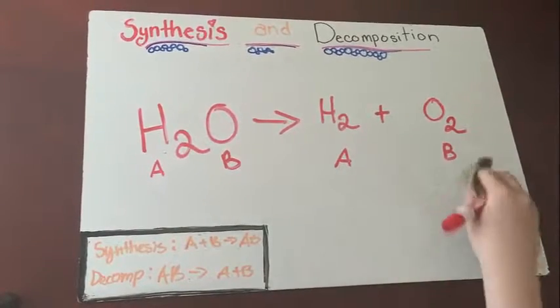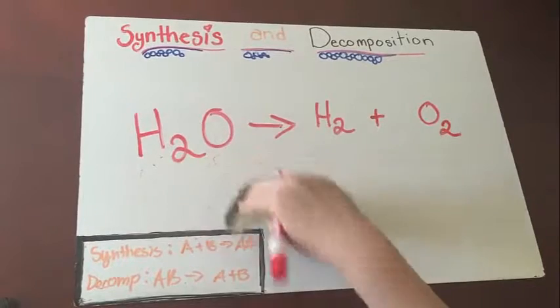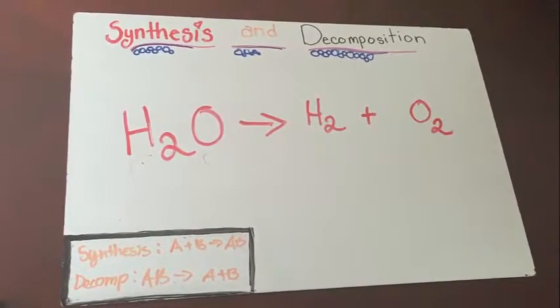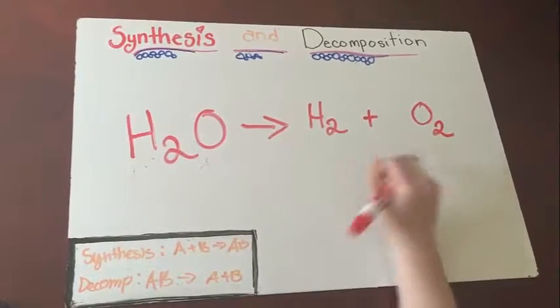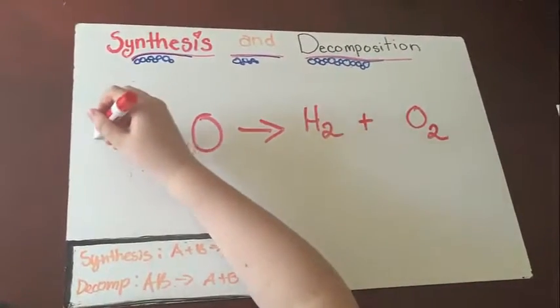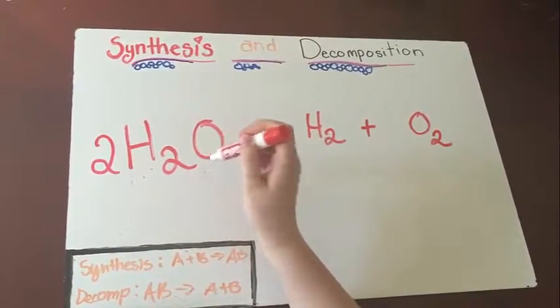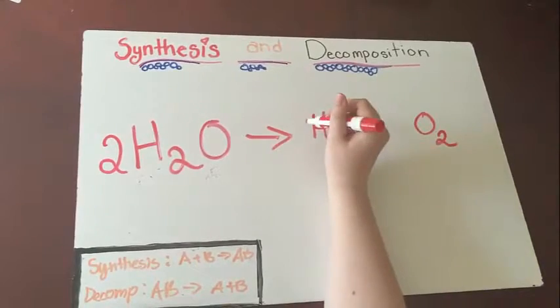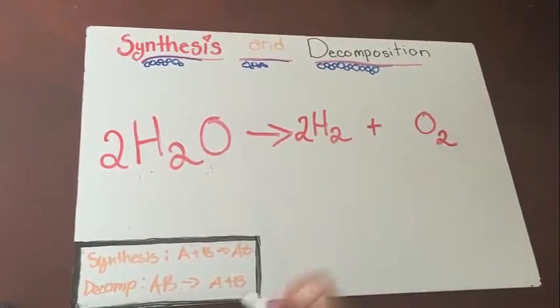Now that we have that sorted out, all we need to do to figure out the equation is to balance it. And since we have 2 oxygen atoms over here and 1 over here, it is still an unbalanced equation. So to balance it, we put a 2 here to give us 4 hydrogen atoms, 2 oxygen atoms, and then a 2 here to give us 4 hydrogen atoms on this side and 2 oxygen atoms.